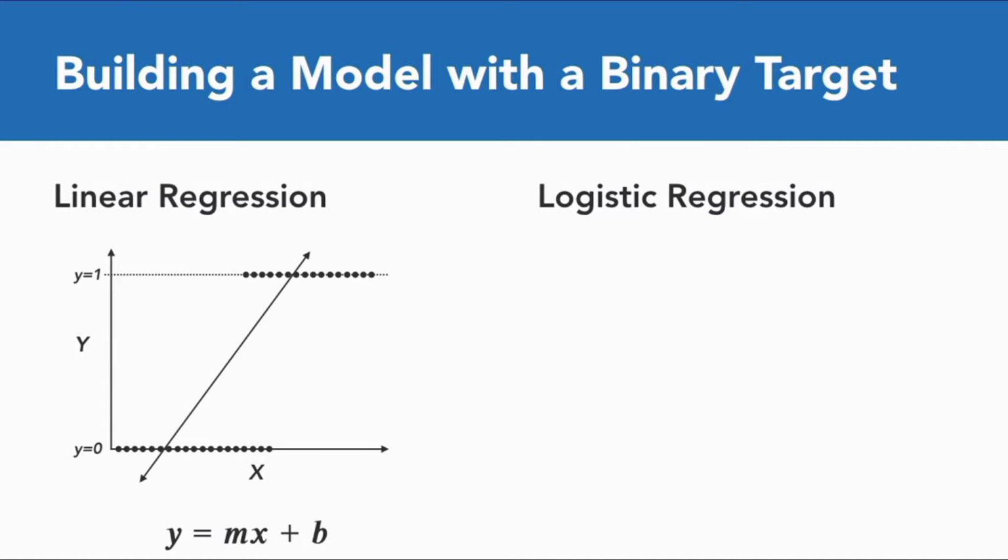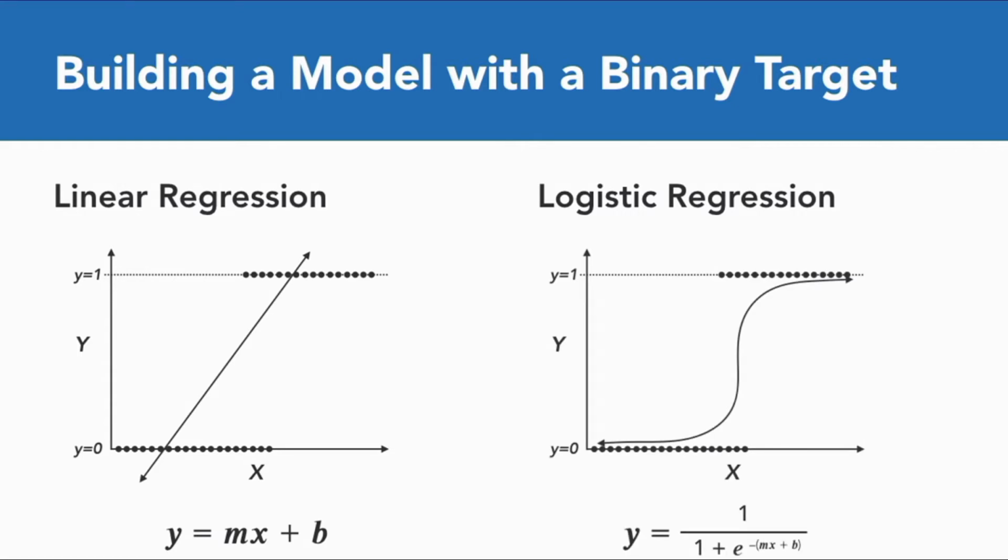Logistic regression is built off of a logistic or sigmoid curve, which looks like this S-shape that you see on the right. This will always be between 0 and 1, and it makes it a much better fit for a binary classification problem. What does the equation look like for logistic regression?